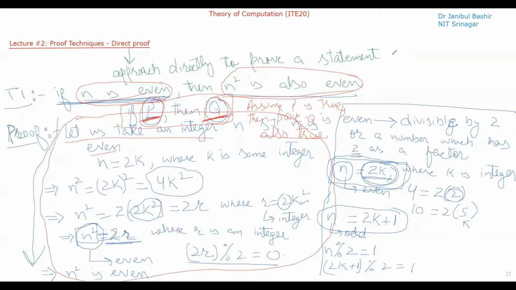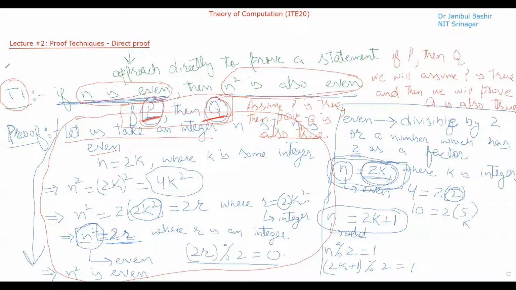And we have also learned that whenever we have to prove a statement like this, if P then Q, in the direct proof, what we have to do, we will assume P is true. So this is how we do it in the direct proof. We will assume P is true, and then we will prove Q is also true. Now, the theorem was that if n is even, then n square is also even.